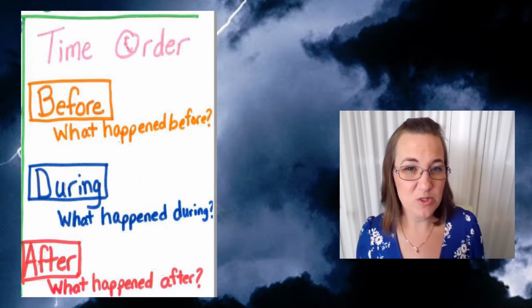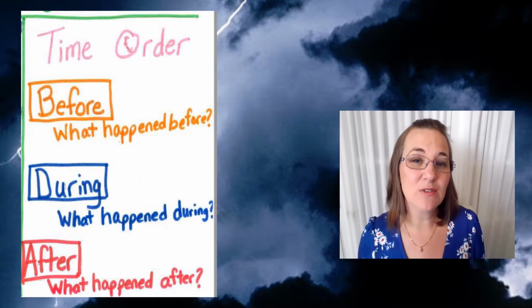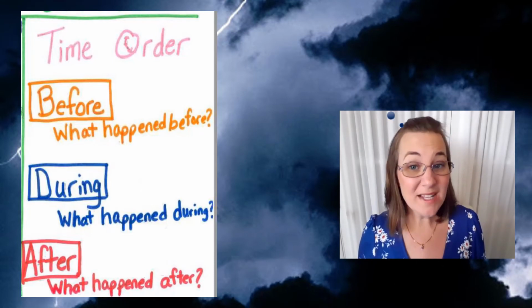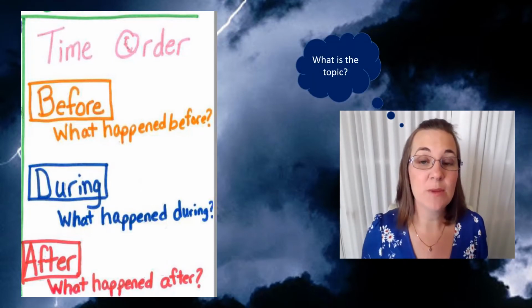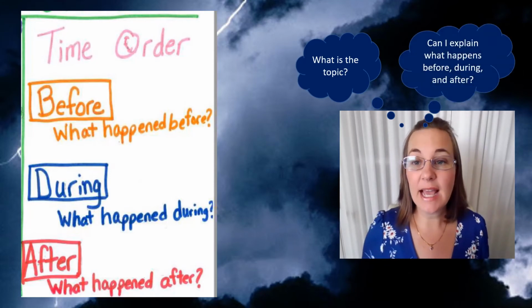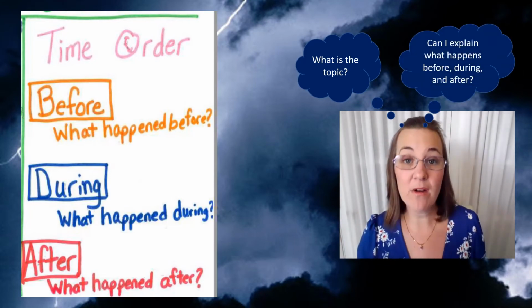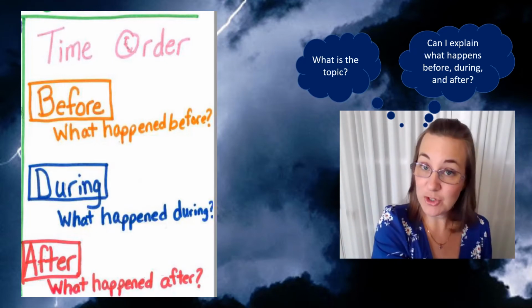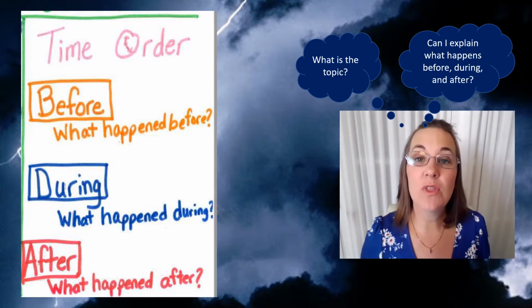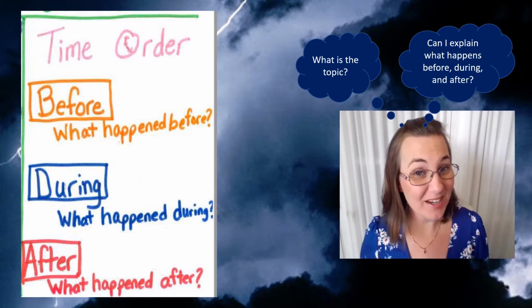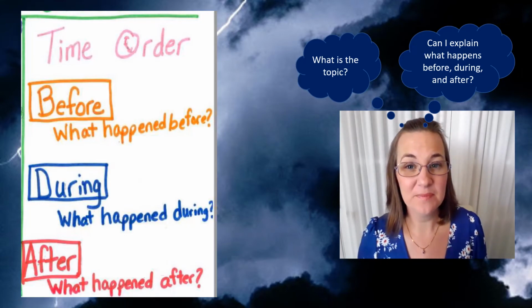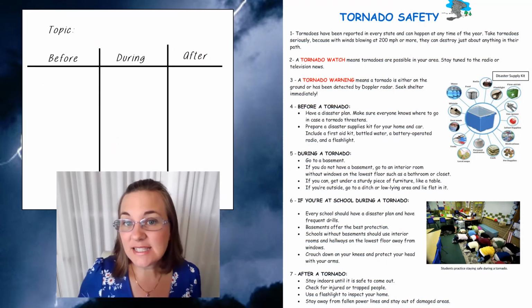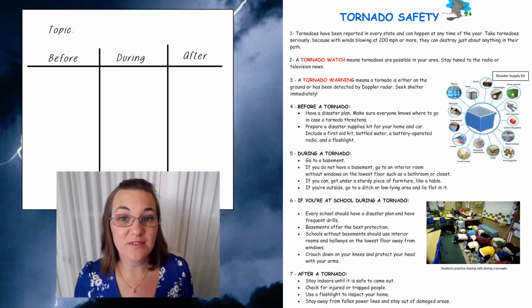We can know the author is using these connections by asking ourselves these questions. What is the topic? So what is the author teaching me about? And can I explain what happens before, during, and after the topic? If so, the author is using time order connections. Let's take a look at that using our tornado safety article that we just read.